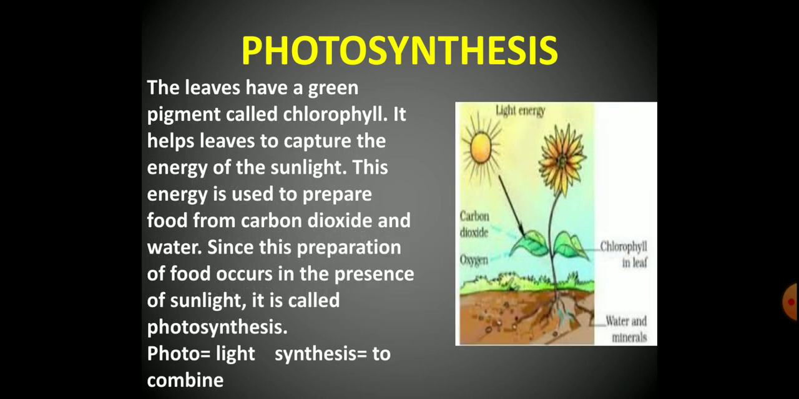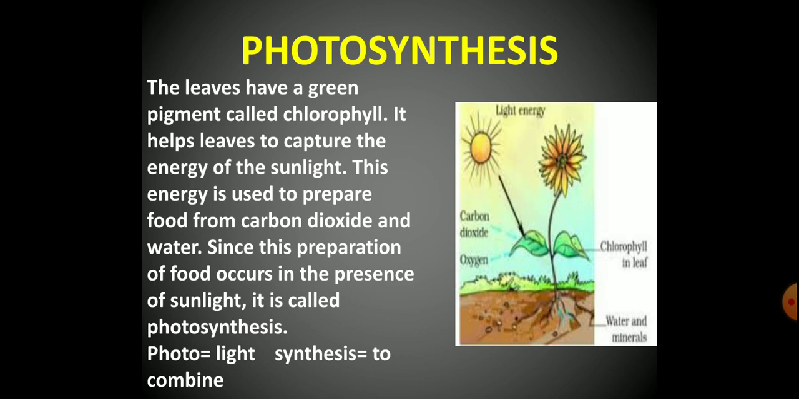Photosynthesis. The leaves have a green pigment called chlorophyll. It helps the leaves to capture the energy of the sunlight. This energy is used to prepare food from carbon dioxide and water. Since this preparation of food occurs in the presence of sunlight, it is called photosynthesis. Photo means light and synthesis means to combine.